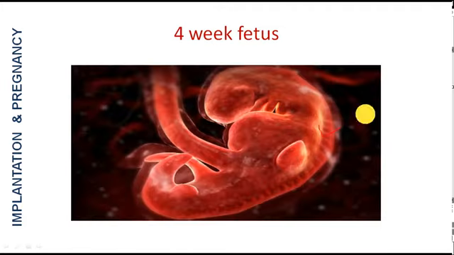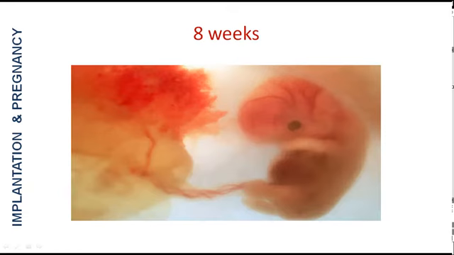Now see the 4 weeks fetus. It is just like a worm-like structure with the head fold here, the tail fold here, and the hind limbs and forelimbs start forming. This is the umbilical cord. The next photograph is the 8 weeks fetus. The eye is seen here as a black spot.